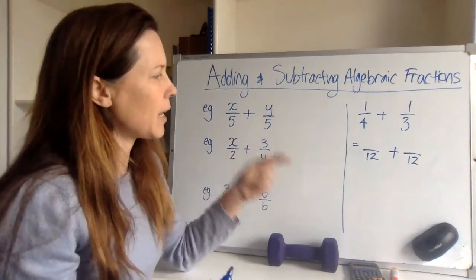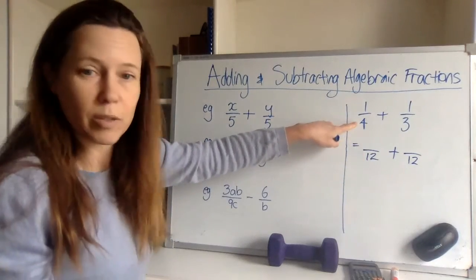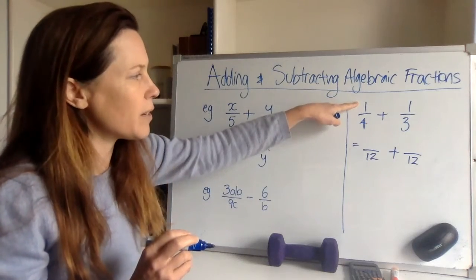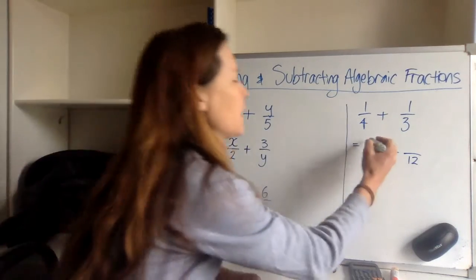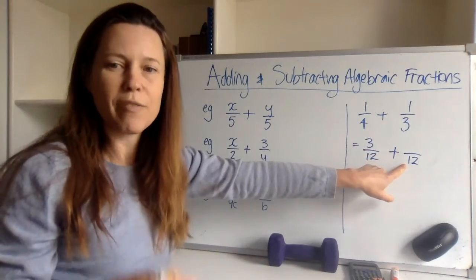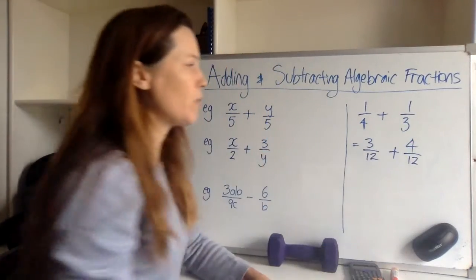Now we need to think, okay, what do I do to 4 to turn it into 12? I multiplied it by 3. So if I'm going to multiply the denominator by 3, I have to do the same thing to the numerator. So I need to do 1 times 3 to get 3. And over here, what have I done to 3 to turn it into 12? I've multiplied it by 4. So I need to do the same to the top, and 4 times 1 is 4.